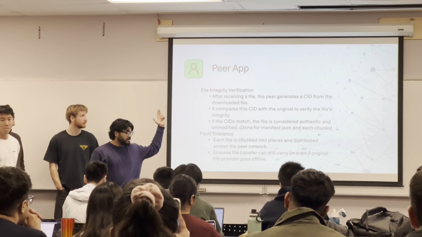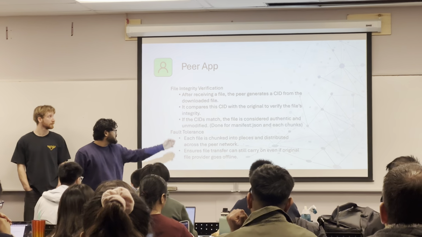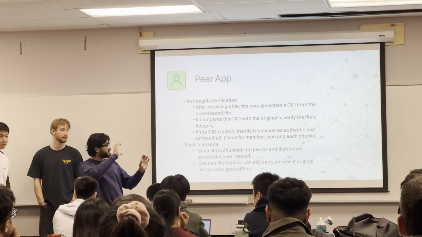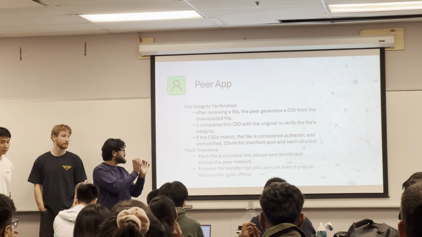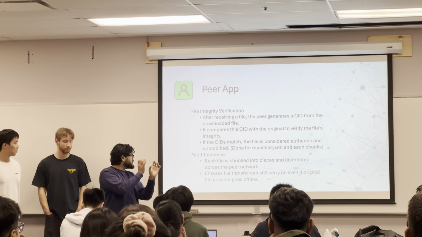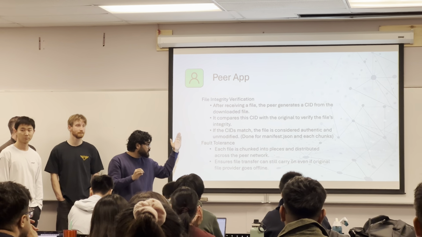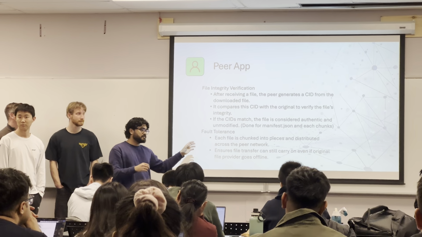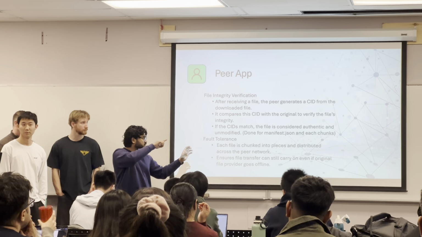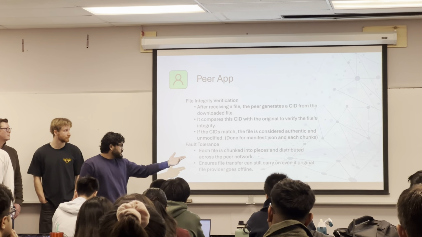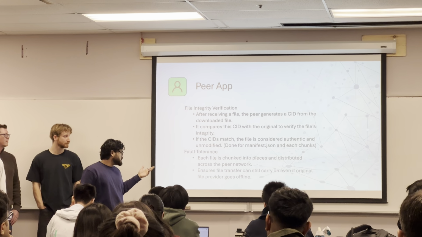The way we do this is by immediate file integrity verification. After receiving the file, the peer generates a CID from the downloaded file and compares it with the original CID to verify the file's integrity. If the CID matches, then it's authentic and unmodified. We do this for the manifest.json file, and after that data has been downloaded, we do it for each of the chunks. Each file is chunked, like we mentioned before, into pieces and distributed across the peer-to-peer network.